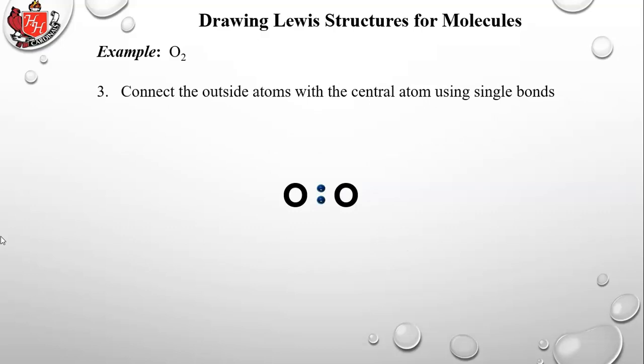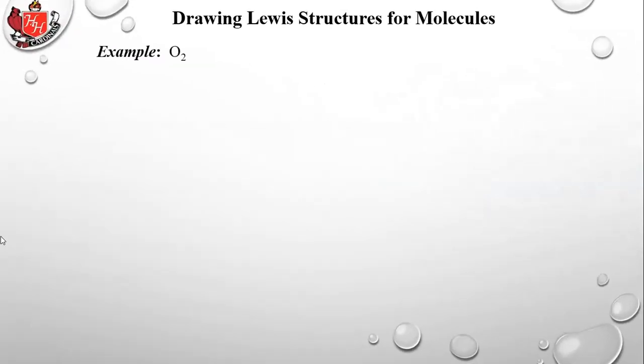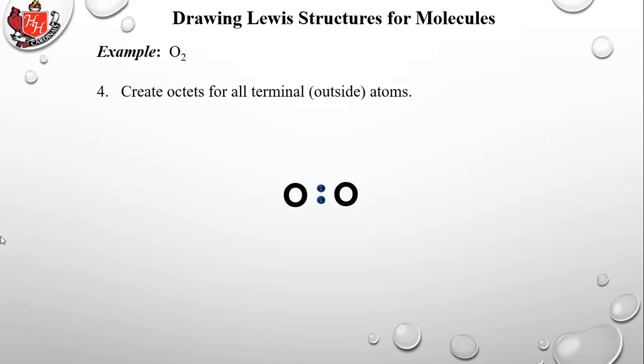Three, connect the outside atoms with the central atom using single bonds. So there we go. We put a single bond between the 2 oxygens. Now we've used 2 of the 12 valence electrons we have to place. Four, create octets for all terminal outside atoms. Both of the oxygens are both central atoms and terminal atoms. And there we did it. Both oxygens now have complete octets. But when we count all the electrons there, there are 14. We only have 12 to work with.